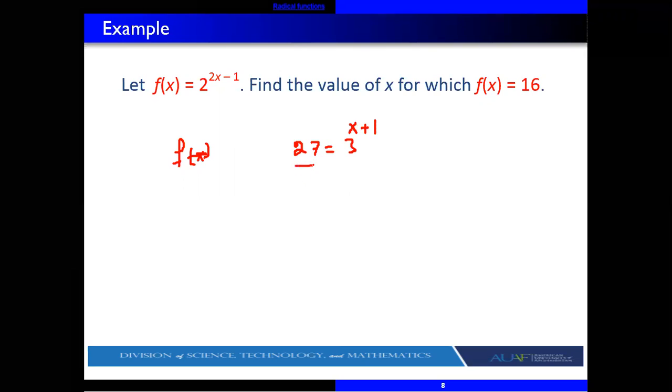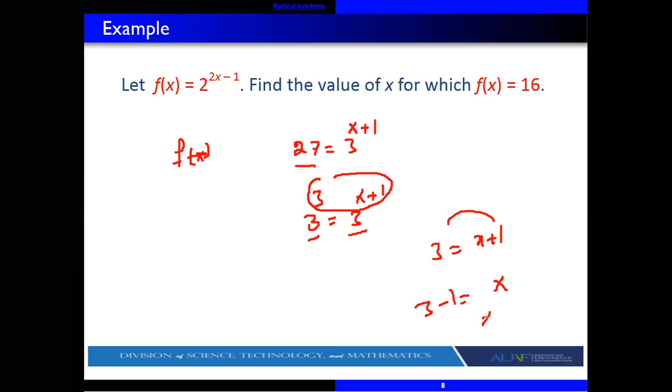If we write 27 in the form of 3 power 3, the base is 3, and the other side is 3 power x plus 1. Now both bases are the same, so you can compare the powers. 3 equal to x plus 1. If you transfer 1 to the other side, 3 minus 1 equal to x, so x is equal to 2. In this way, you can find the value of x. If you cannot write both sides in the same base, then you need to apply logarithm. We will discuss log next week. Next topic is logarithm.